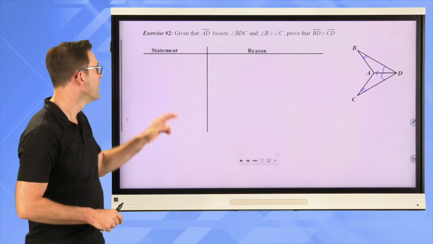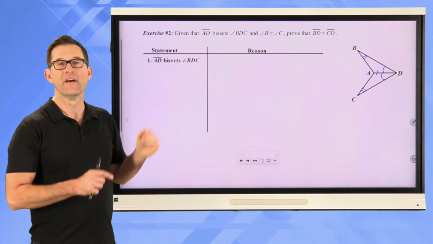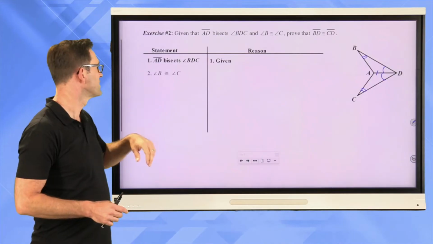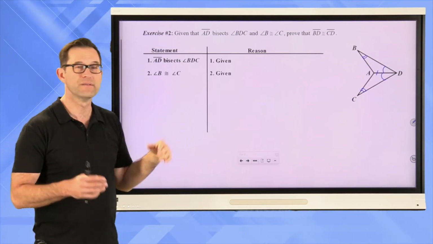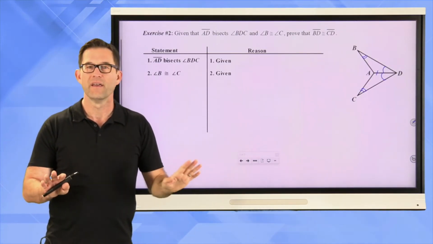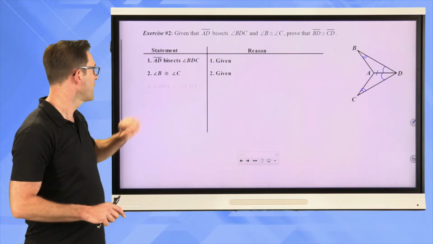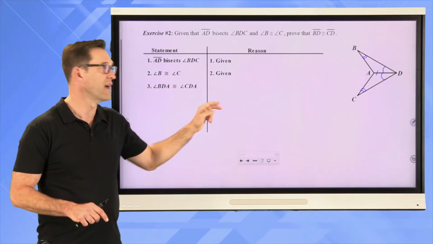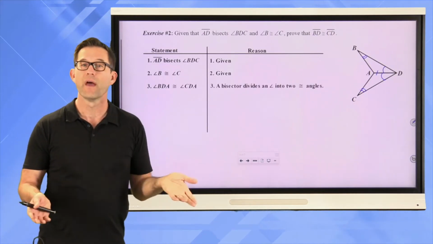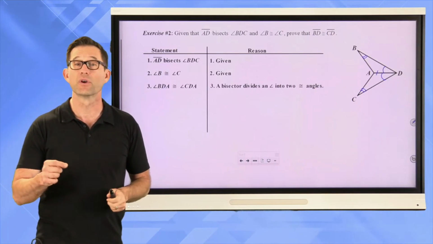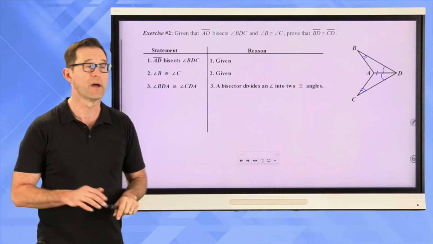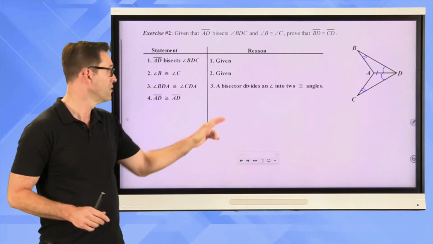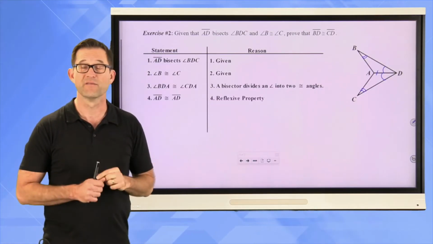All right, let's do it. Simple enough. Step 1, segment AD bisects angle BDC, given. Let's get that second given down. Great, given. Now, what's the first thing I want to do? I'm going to conclude that angle BDA is congruent to angle CDA, and that is, of course, because a bisector divides an angle into two congruent angles. Simple enough. Now I can say that AD is congruent to AD because of the reflexive property.